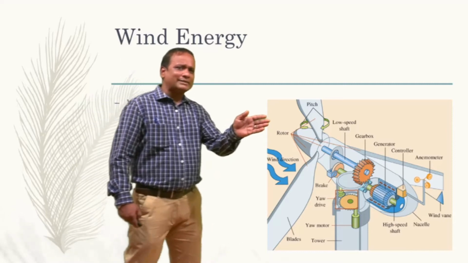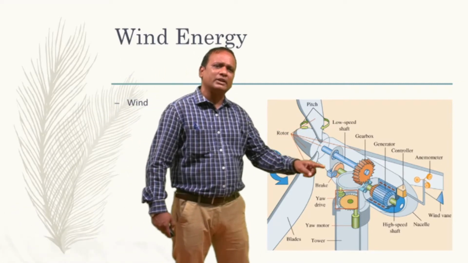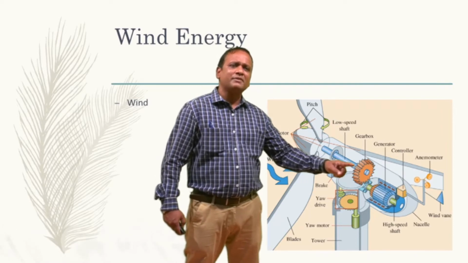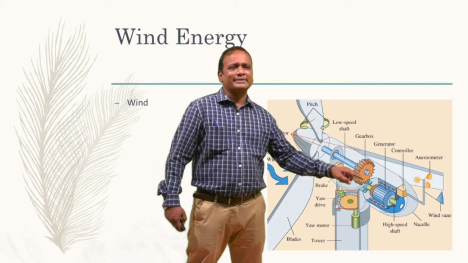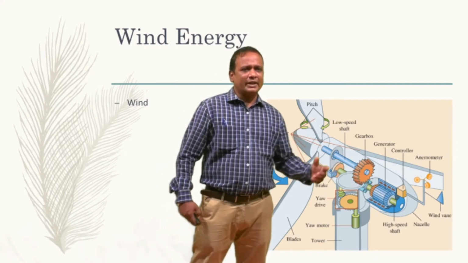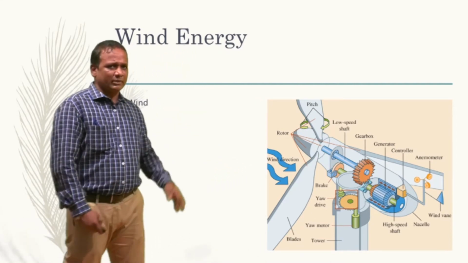So whenever the wind passes through the blade, it starts to rotate. In turn, as the blade is coupled to the low speed shaft, this shaft starts to rotate, which is again connected to the gear. The gearbox rotates the generator. As the generator runs, it produces electricity. This is a very basic, important concept behind the windmill.